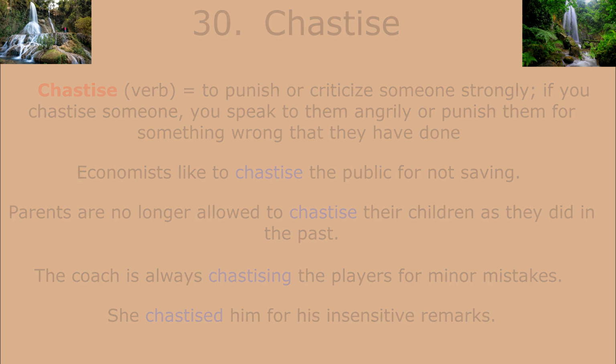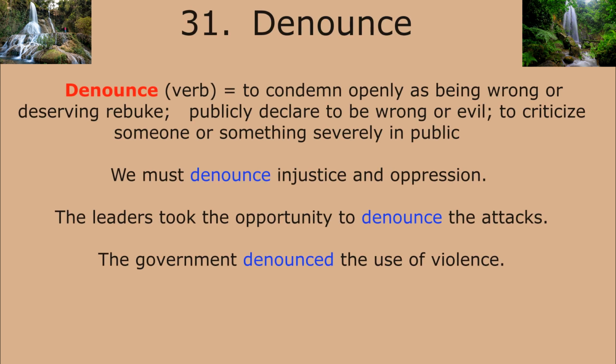The word number 31 is the word to denounce. To denounce means to condemn openly as being wrong or deserving rebuke. It means to publicly declare to be wrong or evil, to criticize someone or something severely in public.